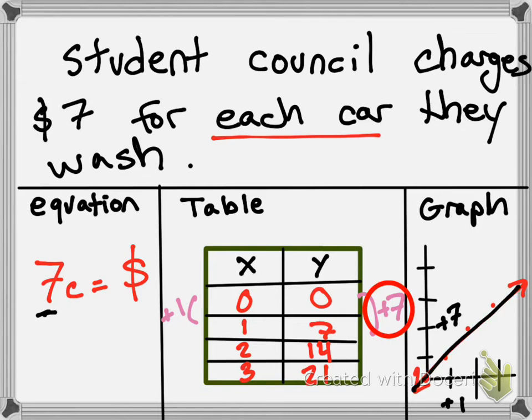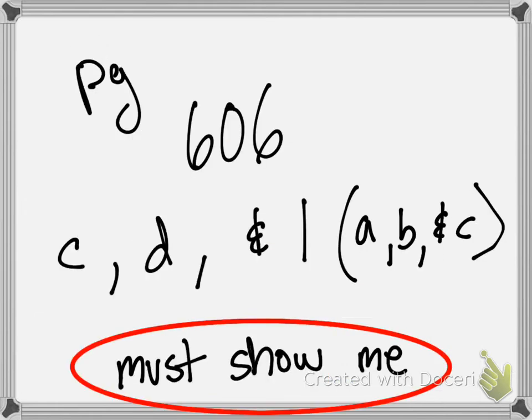This is a literal slope. That's a literal slope. That's how slope works. So our slope would be 7. That's what M is. So all of these are different ways to see the same problem.